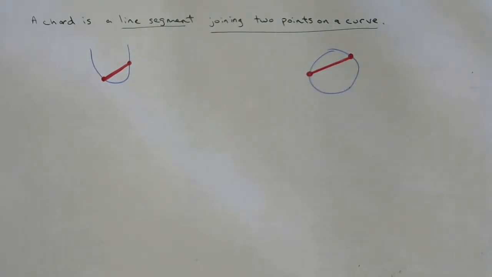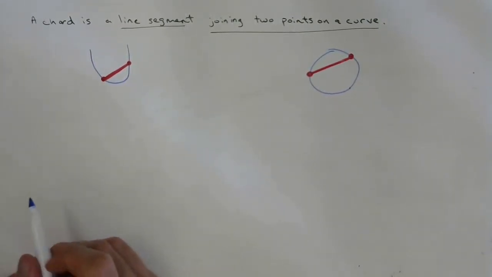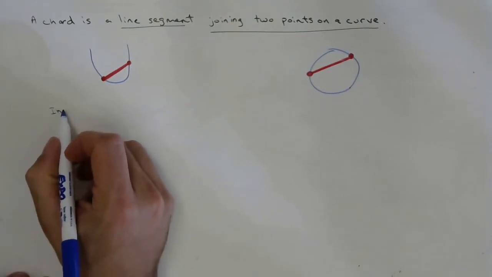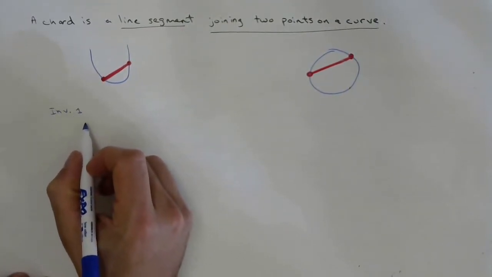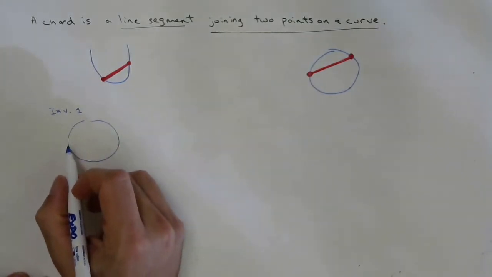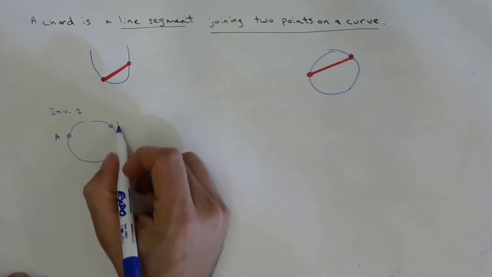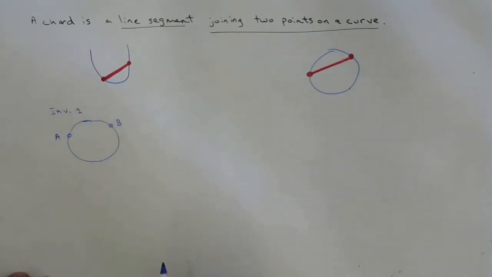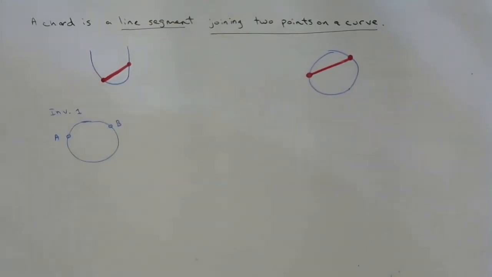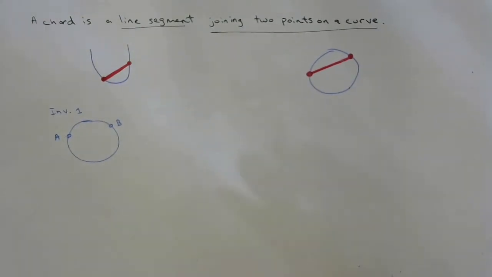Here we go, an investigation. Investigation 1 says, draw a circle in the space provided. Mark two points on the circle. Label them A and B. Step 3: join these points to form a chord.